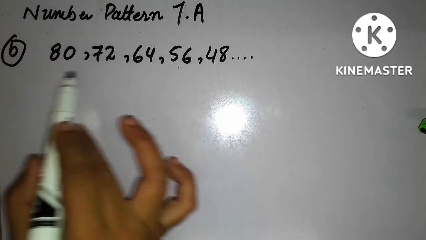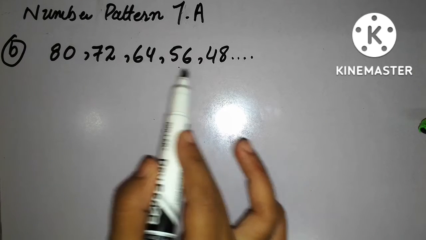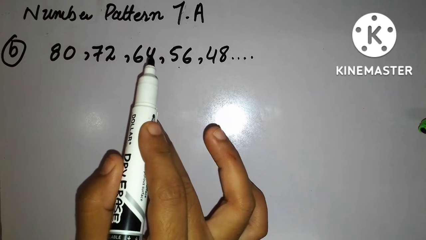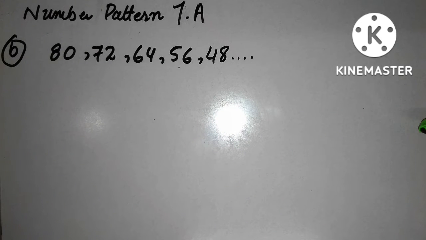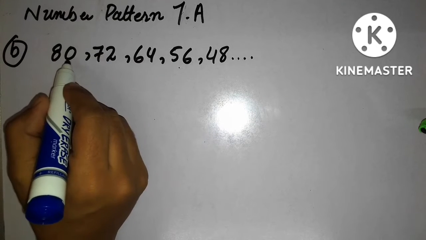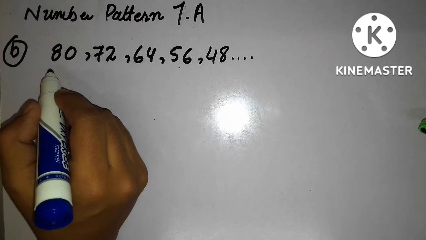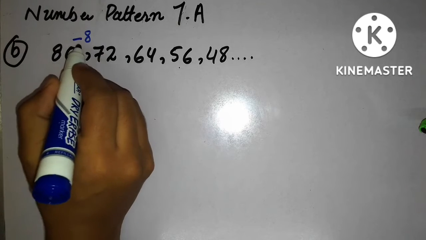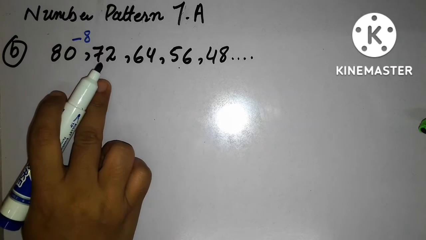So maybe it is a decreasing pattern. Something is happening in this sequence that makes 80 into 72. So something is going to be subtracted from 80 to make 72. Let's check which number is going to be subtracted. When I minus 8 from this 80, it will be 72.